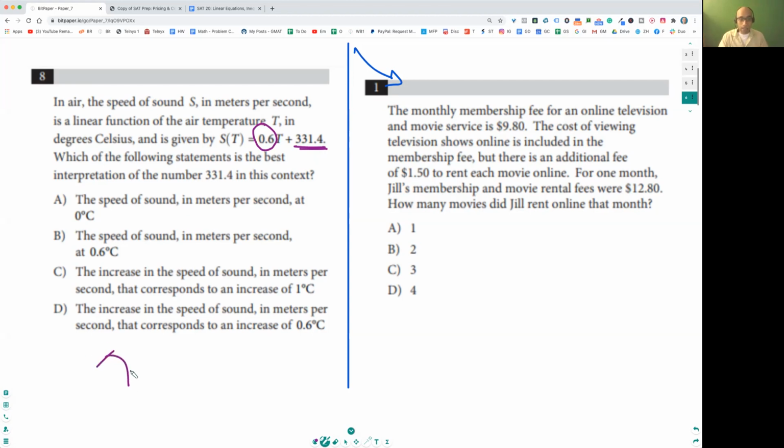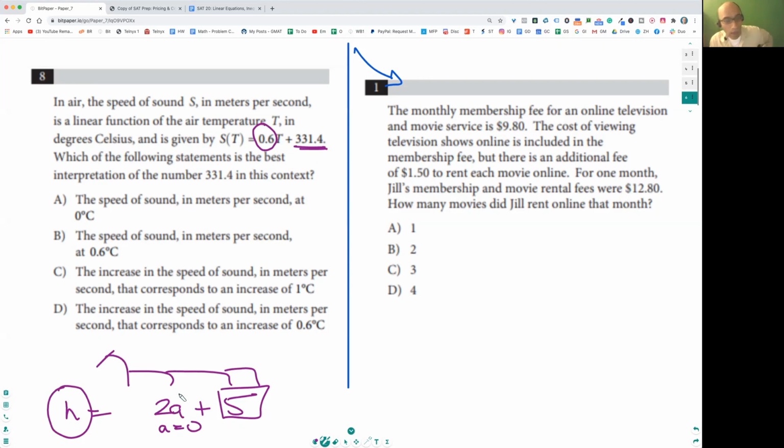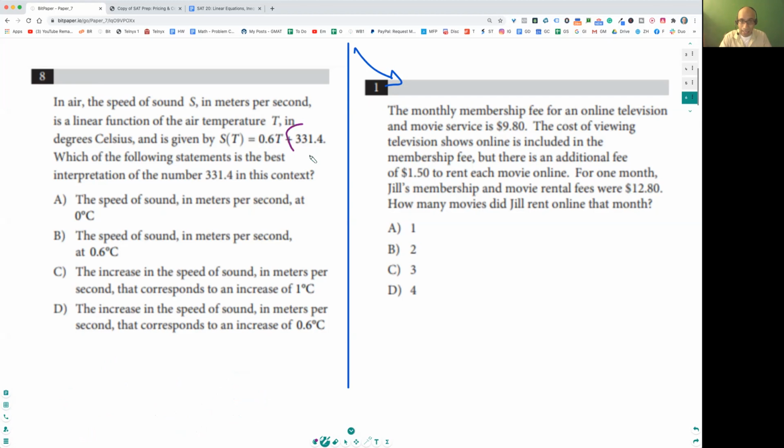Remember in the dog's example, the height, this is my dog here. He was born, right? So we did 5 plus 2a or something like that. So this is the 5 part. So I'm just going to write this like this, 2a plus 5, and that's the height. So remember, when a is equal to 0, the 5 means the value of h when a is equal to 0. That's what it means. So here again, this 33.14 is actually the value of s, the speed of sound, when t is equal to 0.